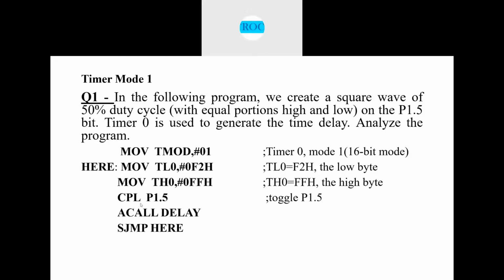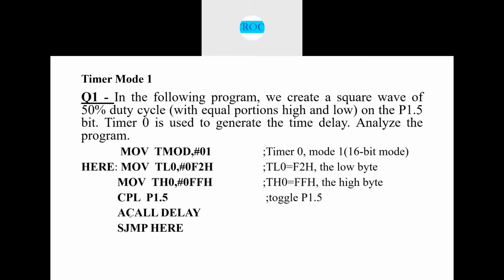Next, we have CPL P1.5. This is complementing whatever value we had. If it was 1, now it will be 0. If it was 0, now it will be 1 on this bit, which is the bit we are complementing, P1.5. The port 1, fifth bit, that bit we are complementing now, right?